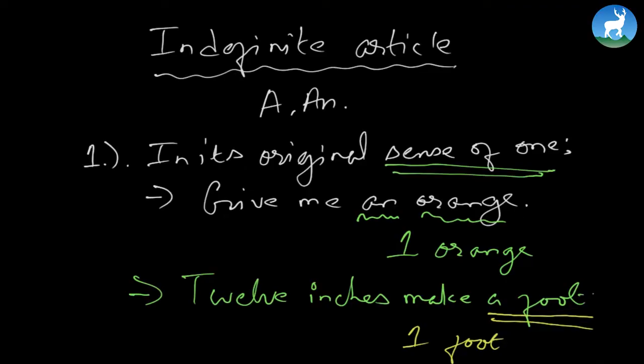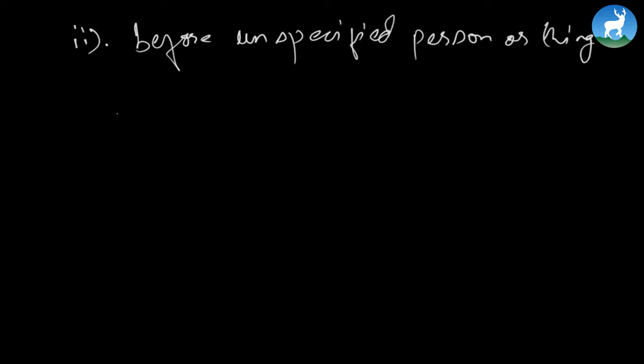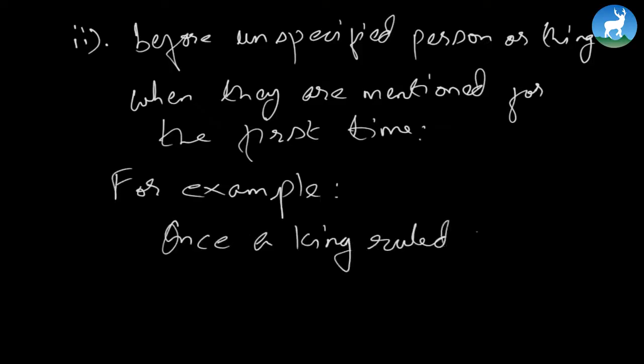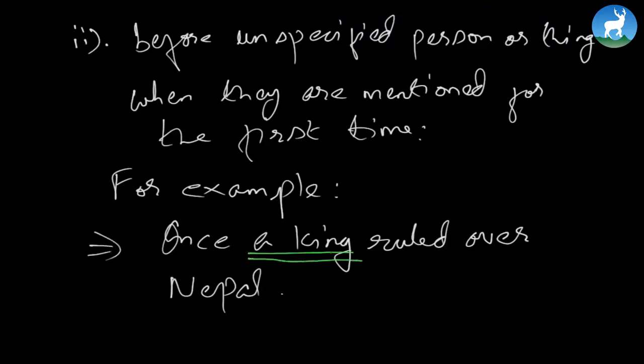Let's move on to the next example. Number 2: a and an are used before an unspecified person or thing when they are mentioned for the first time. For example, once a king ruled over, let's say, Nepal. Here, with a king, we're not dealing with any particular king, but it just tells us that a country named Nepal was once ruled by a king.